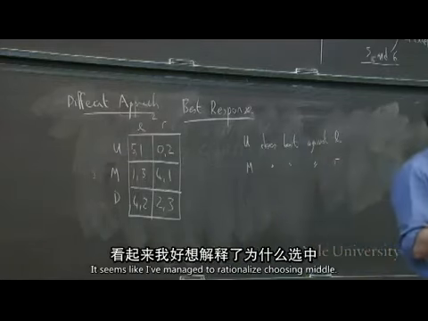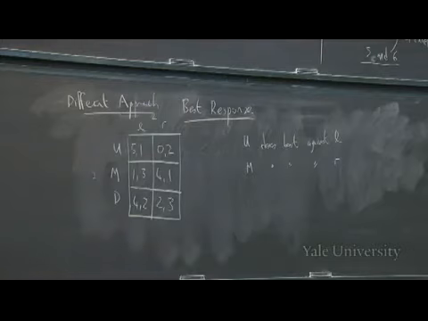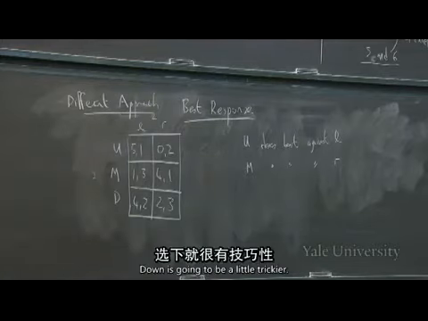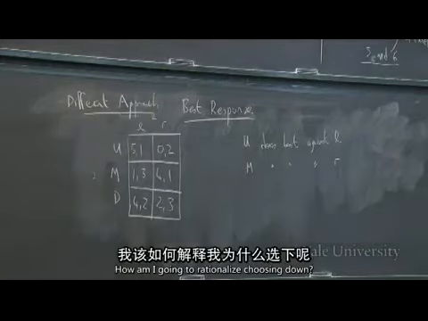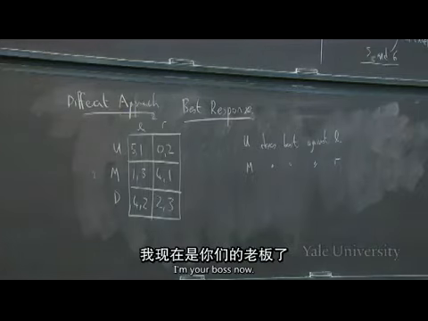Seems like I've managed to rationalize choosing middle. But down, all of you chose down. Pretty much all of you chose down. Down is going to be a little trickier. How am I going to rationalize choosing down? Can I rationalize choosing down? You all chose it. I'm your boss now.